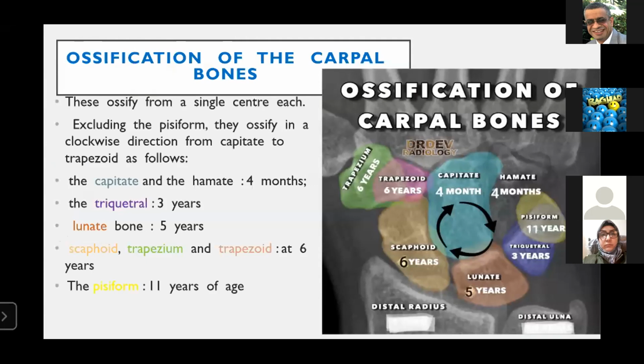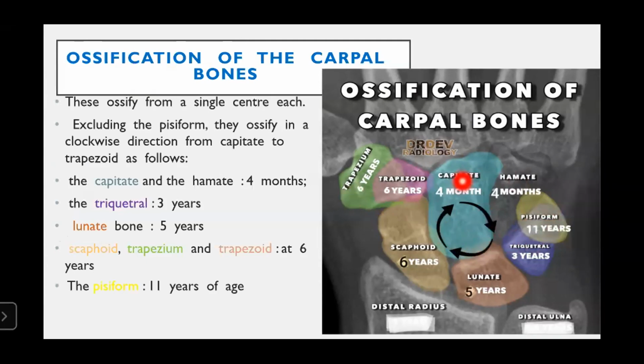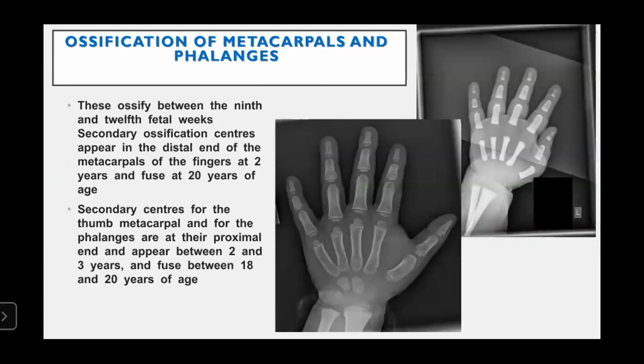Ossification of the carpal bones. These ossify from a single center for each, except for the pisiform bone. The carpal bones ossify in a clockwise direction, starting with the capitate at 1 to 4 months, then the hamate at the 4th month, triquetrum at the 3rd year, and lunate at 5 years, scaphoid, trapezoid, and trapezium at the 6th year, and the pisiform bone at the 11th year.